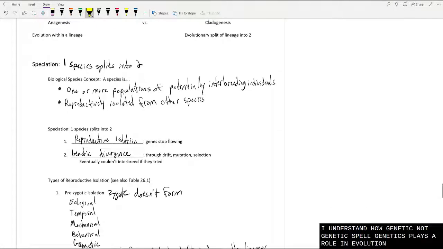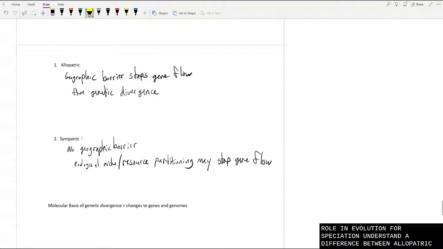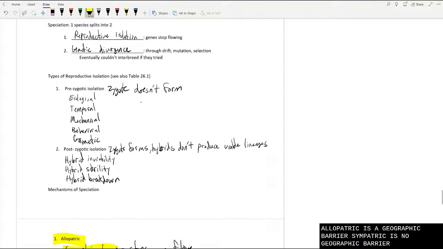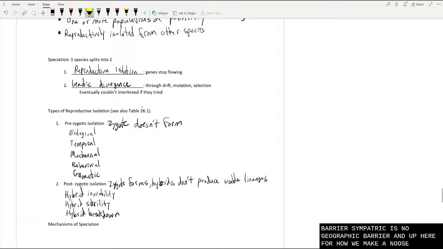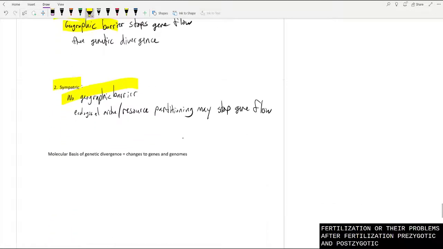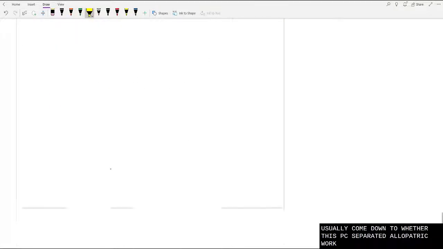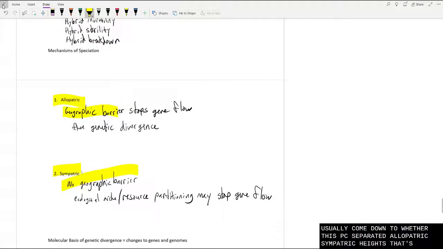And then here for speciation, understand the difference between allopatric and sympatric speciation. So allopatric is a geographic barrier, sympatric is no geographic barrier. And up here, for how we make a new species, it comes down to, are those zygotes isolated before fertilization, or are there problems after fertilization? So is it pre-zygotic or post-zygotic? And then those usually come down to whether those species separated via allopatric or sympatric. All right, so that's that chapter.